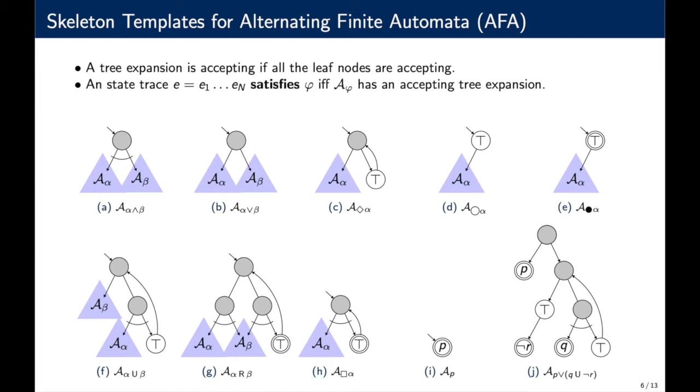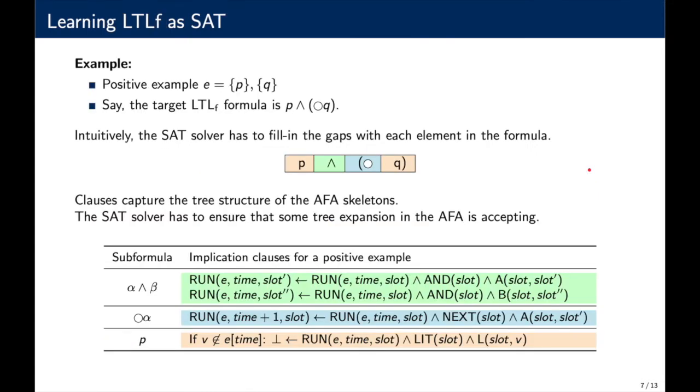So alternating automata are useful because these tree expansions can be used to decide whether a given state trace satisfies or not a given LTLF formula. So this state trace satisfies a formula if there exists one tree expansion that finishes in nodes that are accepting. And accepting nodes are those that are marked here with double circles.